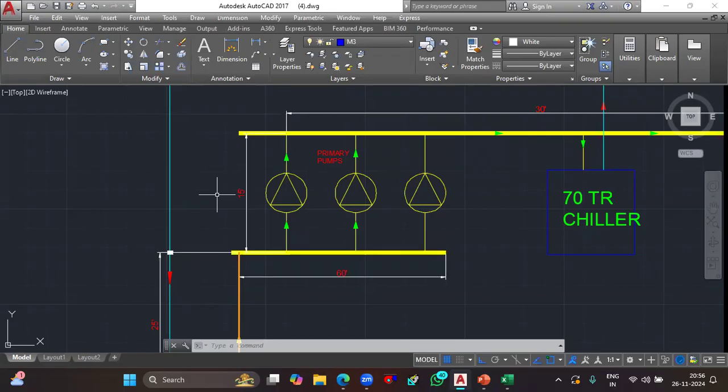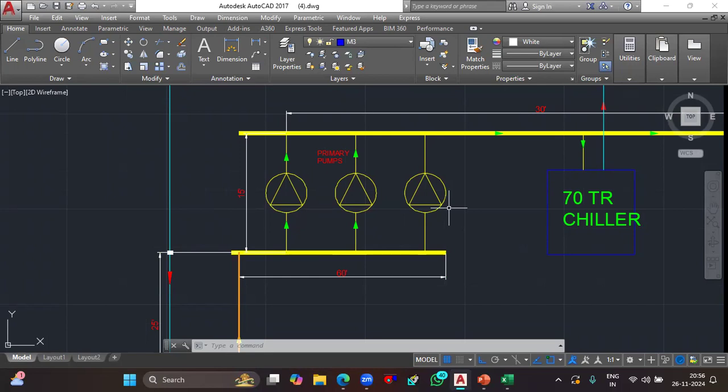Similarly, I need to place a 9 HP machine on 3 nozzles, which means two 9 HP will be working and the other 9 HP will be on standby mode. I'm not saying the total is 9 into 3. I'm simply saying each pump has an HP of 9.